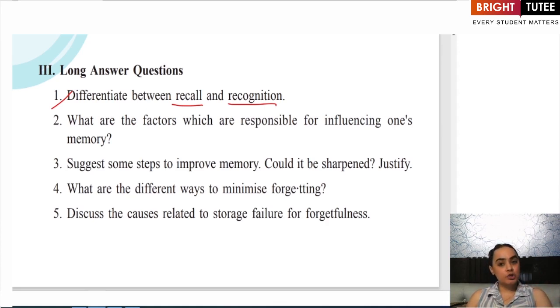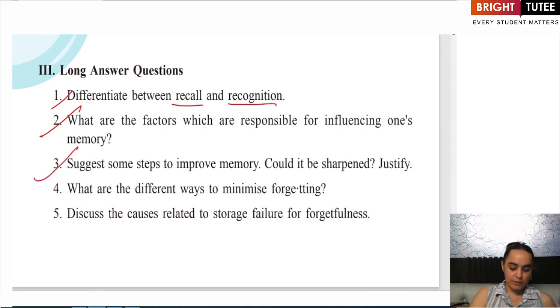While recognition means a lot of understanding, experiences are attached to it. Recognition can be deliberate. I may or may not want to recognize somebody based on my experiences with that person, while recall is something which is involuntary in nature, and I'd be able to recall whether I want it or not. The factors which affect your memory, we have discussed about them, given in your book at length.